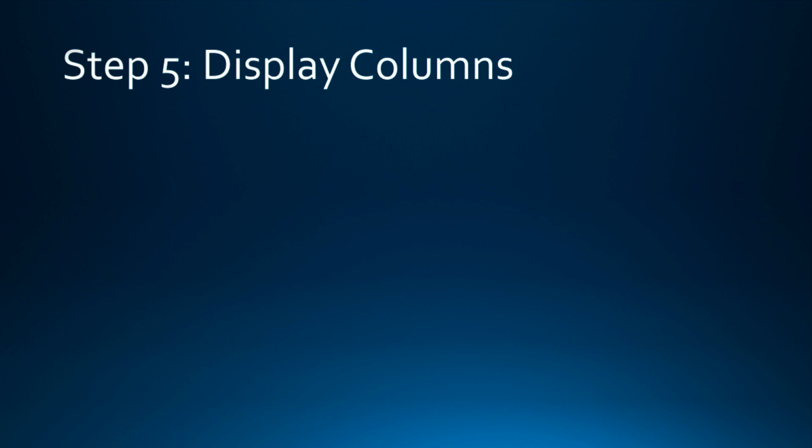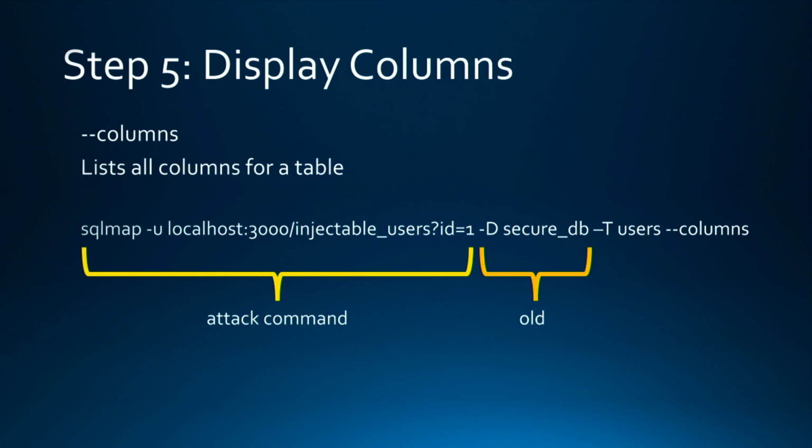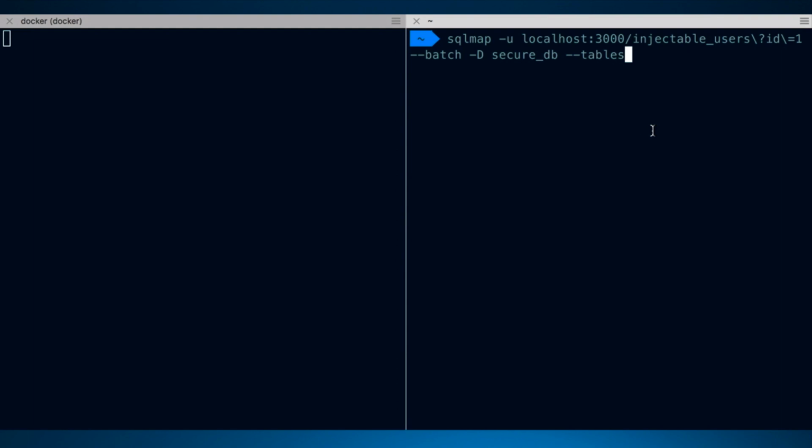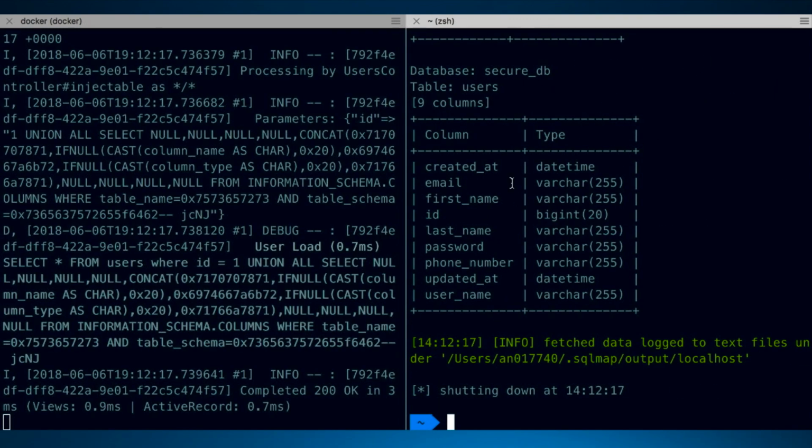So step 5 is going to be, let's display all the columns on that table because I want to know what kind of stuff they're storing there, right? So again, very easy, --columns, list all the columns for the table. We've got our attack command, we've got our old parameters we passed in, and we've got some new ones. So this time we're going to give it -T for users, for our users table, and then --columns to give us the columns. So if we run through this one, you'll be shocked to find out it's going to print out all of the columns that are available on that table, and then we can start thinking about what, as an attacker, we would care about. Sorry, I clicked a lot to try and help you out, but it was slower than I wanted it to be.